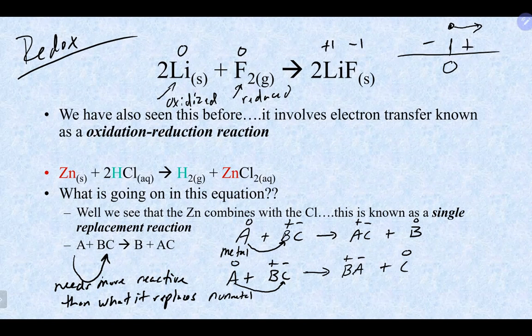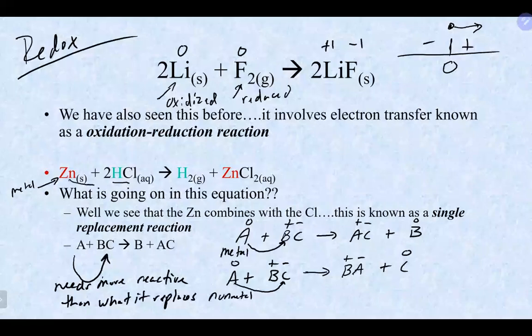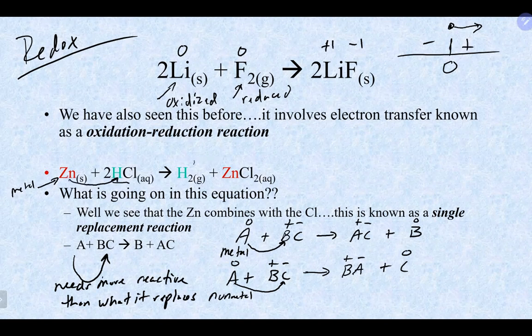So if we look at this one here, this is a metal, which is zinc. This is an ionic compound, which is hydrochloric acid. So this guy comes in, kicks out the hydrogen. When the hydrogen gets kicked out, we make our gas, like we did the other day, right? Thumb over the thing, burning splint, barking thing, yes.